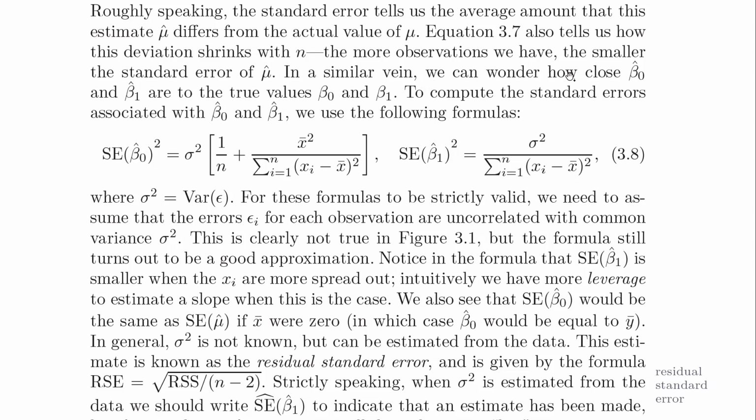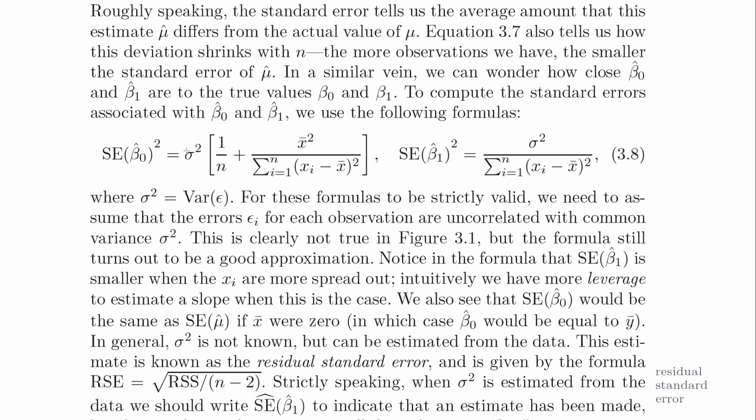In a similar vein, we can wonder how close beta naught hat and beta 1 hat are to the true values, beta naught and beta 1. To compute the standard errors associated with beta naught hat and beta 1 hat, we use the following formulas. And this is really interesting. It's the first time that we're discussing that we're using the error term within our formulae.